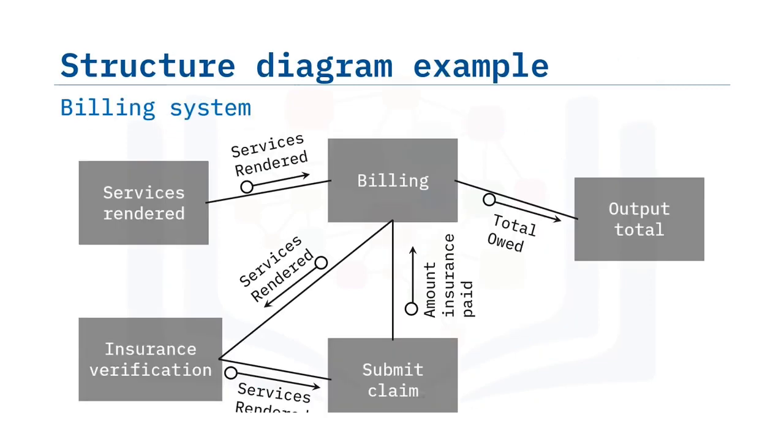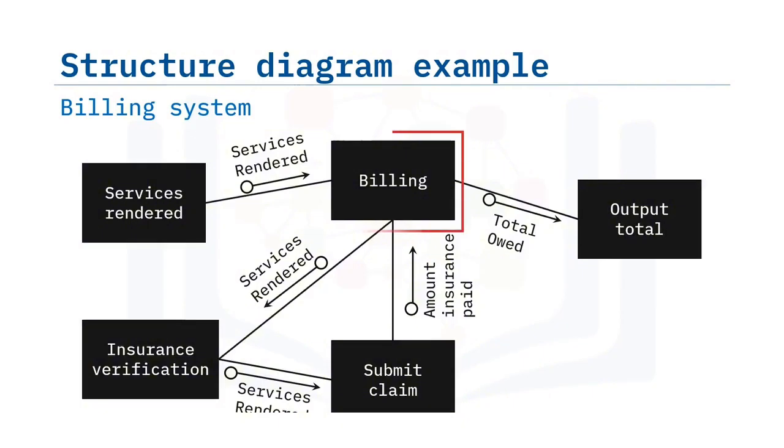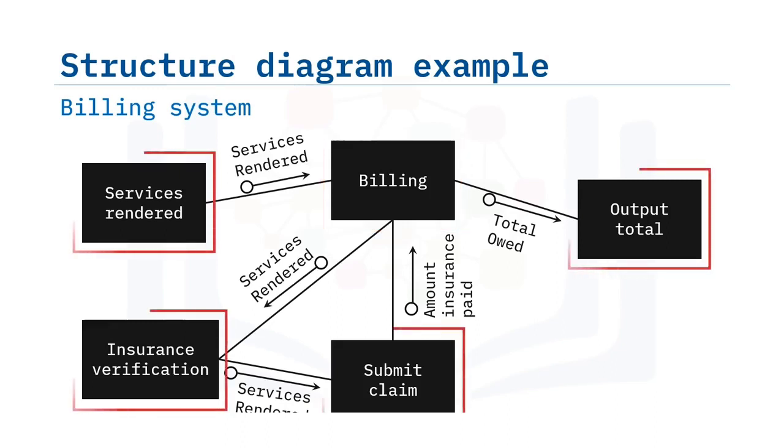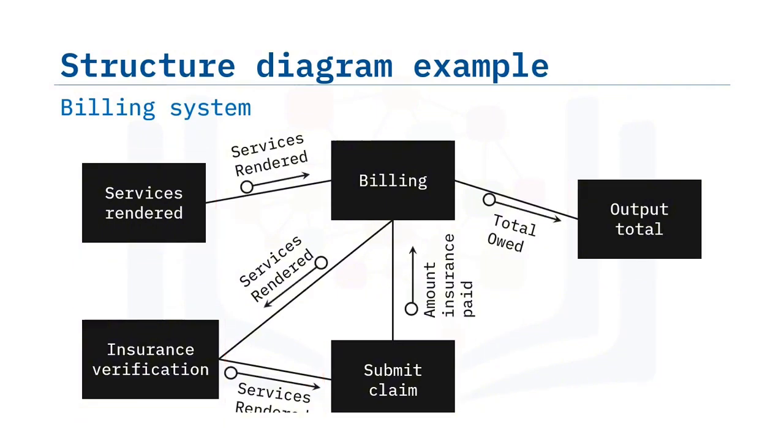This diagram shows a simplified example billing system. Modules are arranged in a hierarchy and communicate with each other. The rectangles represent the modules and submodules, and you can see that billing is the main module and the other rectangles are submodules to the main billing module. In this example, the submodules are insurance verification, submit claim, and output total. The arrows represent the flow of the data in the system.